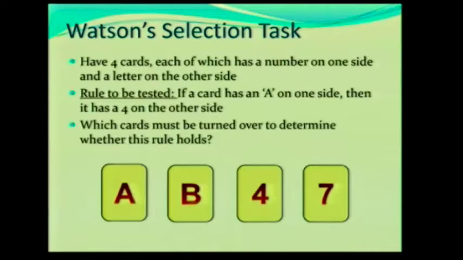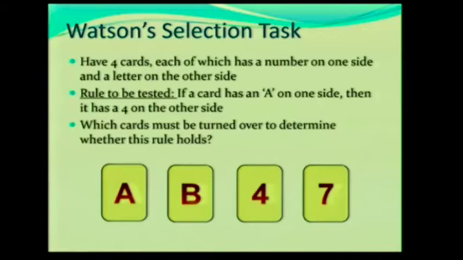Here you have 4 cards. Each card has a number on one side and a letter on the other side. And what you're going to do is test a logical statement against these cards. So what's the rule to be tested? If a card has an A on one side, then it has a 4 on the other side. All right, so I'll mention that one more time. If a card has an A on one side, then it has a 4 on the other side.